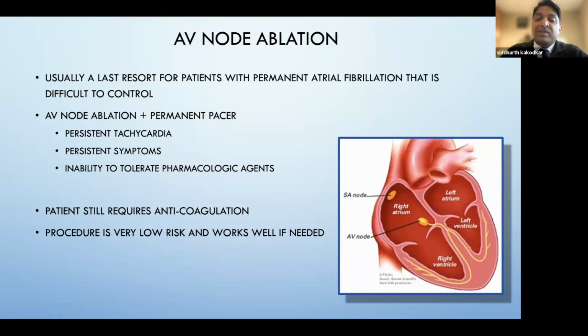So if we ablate the AV node, that means they have to have a pacemaker placed as well. And the pacemaker will pace them at a normal rate. So if you feel your pulse, it feels normal, even though the top chambers are in AFib. And so it does work very well, but it's usually for people who can't tolerate an AFib ablation, or for some reason are just too sick to do something more common like that. And they would still require anticoagulation because the top chambers of the heart are still in AFib and clots can still form. But doing the AV node ablation and pacemaker, very low risk procedure, very easy to do.